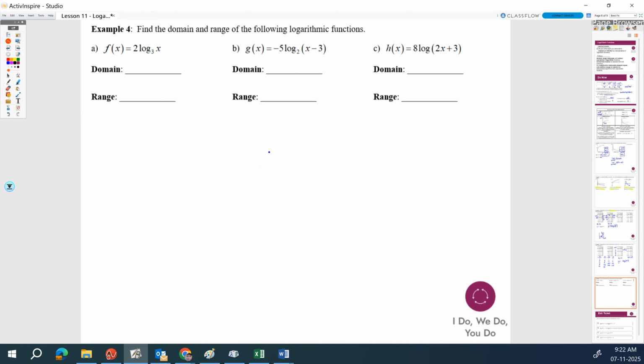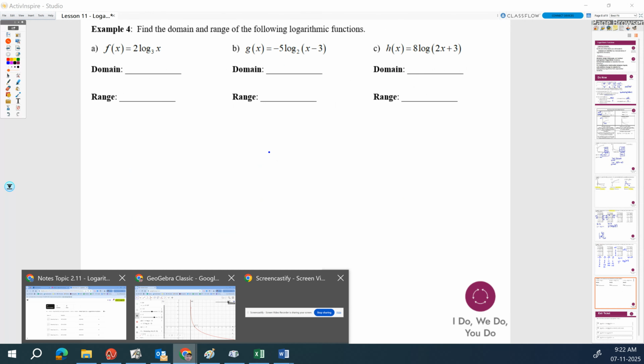Okay, our last question. The domain and range of the following functions. What are the domain and range? Take a couple of minutes and actually have a go with these ones. I will pause the video here.